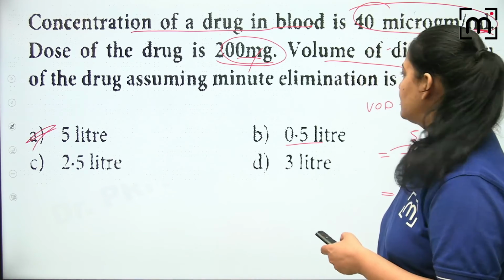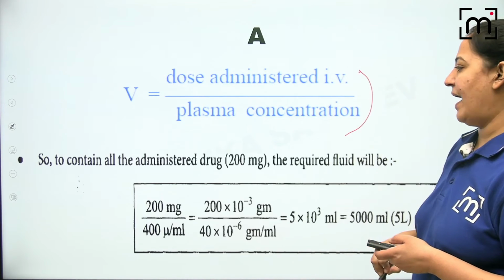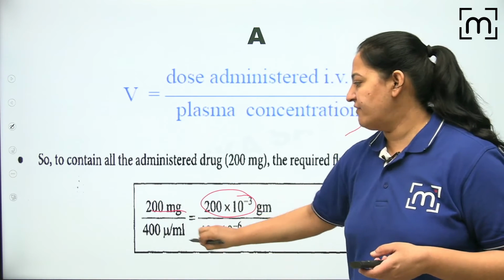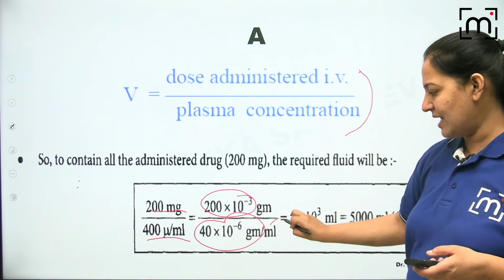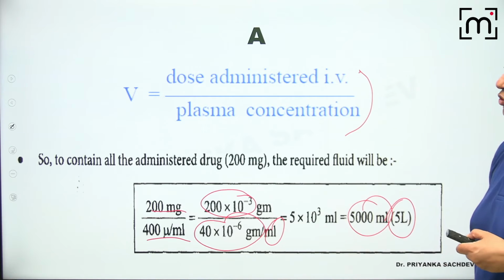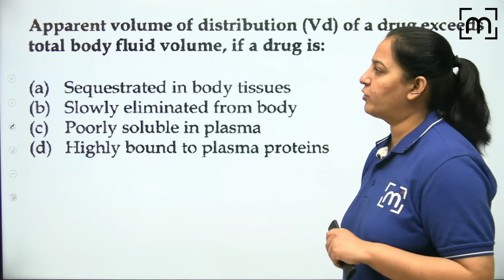You got my point? The same description is given here also. You can see we have applied this formula. We have converted 200 milligram into grams. We have converted 400 micrograms into grams per ml. Since it is ml, the answer is in ml, and we can convert it into liters. So you got it. Many numericals can be framed like this. One more question we will do.